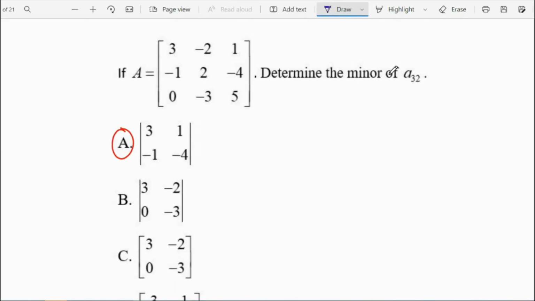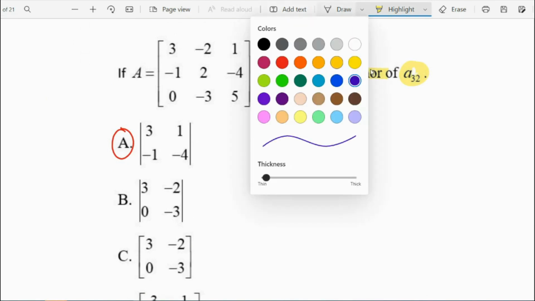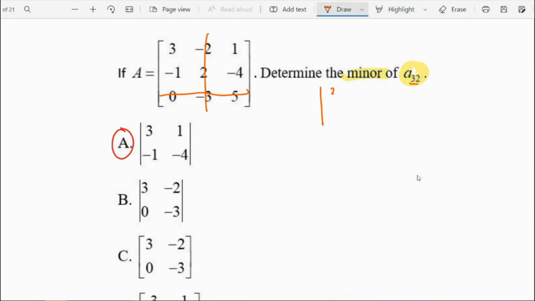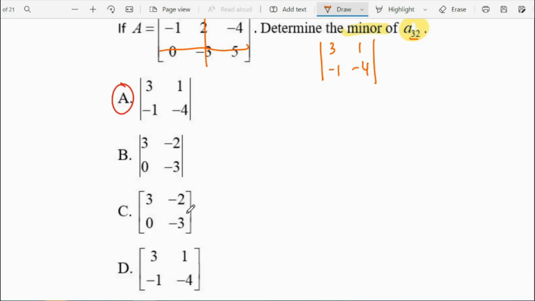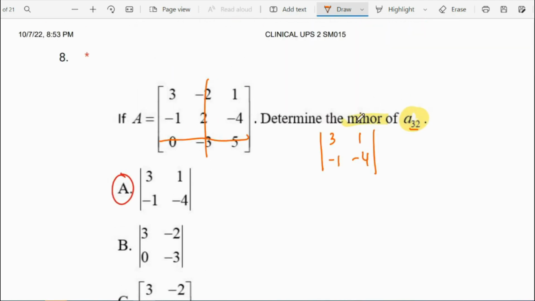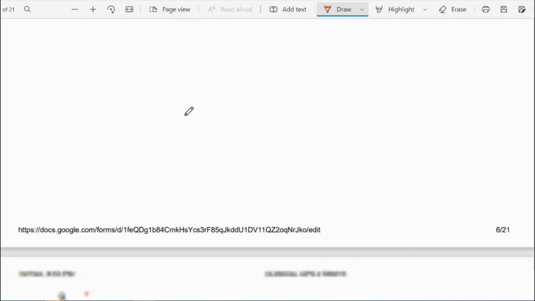Next, determine the minor. What is a minor? The minor is when we eliminate the element 3, 2, which means eliminate row 3, column 2. Then take the determinant for the remaining values. The determinant for the remaining values is not in brackets. Brackets represent matrices. If you're finding a minor, it is a determinant. Dia adalah palang. Okay. So this will be our final answer.